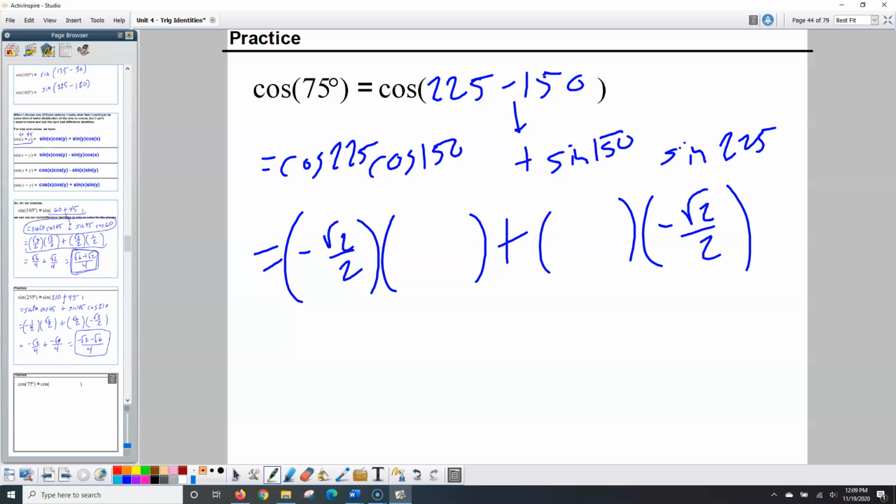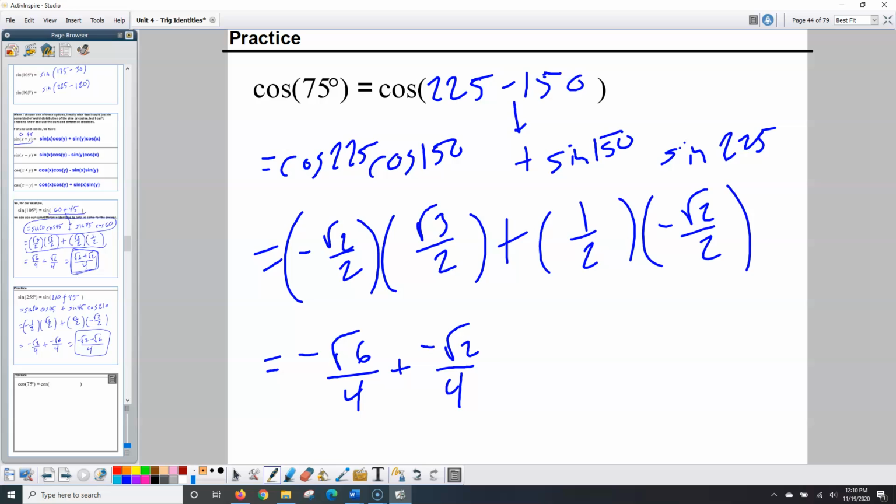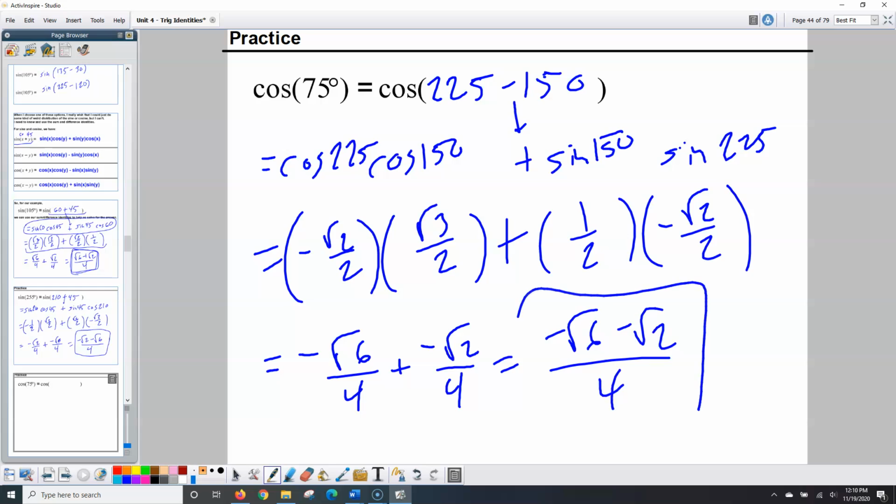150 is right there before you get to 180. So cosine is going to be square root of 3 over 2. And sine is 1/2. So that's negative square root of 6 over 4. I'm going to write the plus minus again. Square root of 2 over 4, which is negative square root of 6 minus square root of 2 over 4. All right, that's nice and easy.